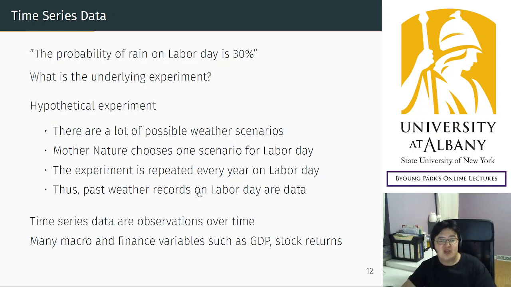So we think of an imaginary experiment, purely theoretical, like this. There are many scenarios in the economy, and some randomness chooses one scenario. That is what you observe, and that is played every year. So the past is observations of that experiment. That's the underlying experiment in time series data.